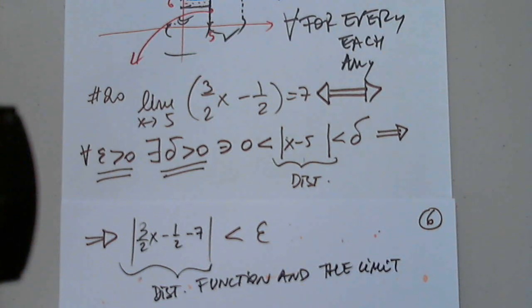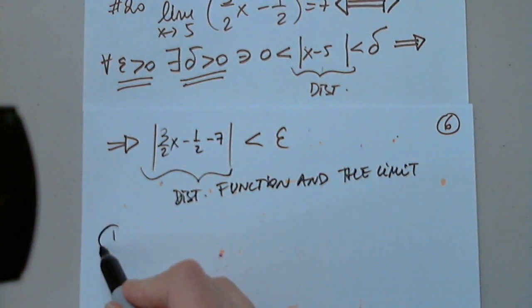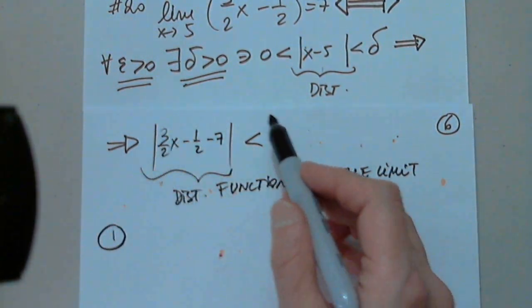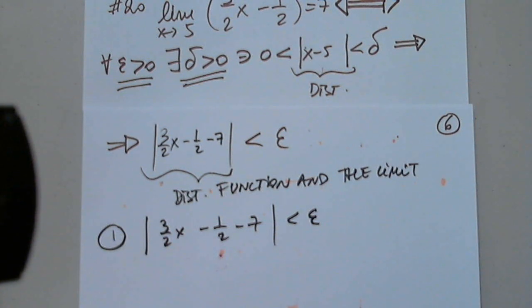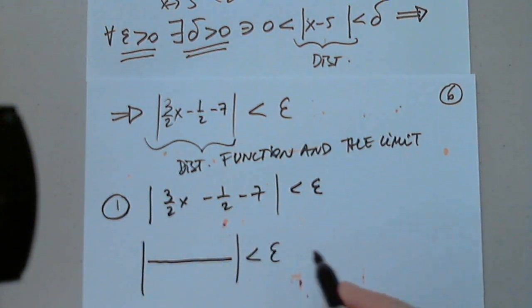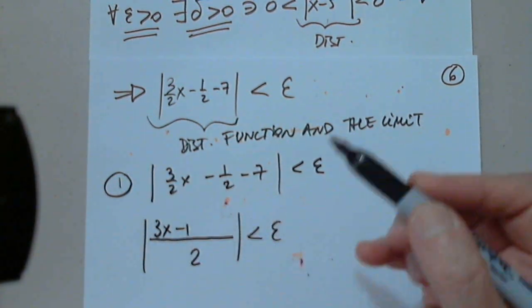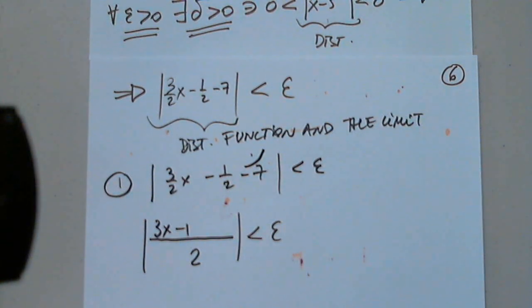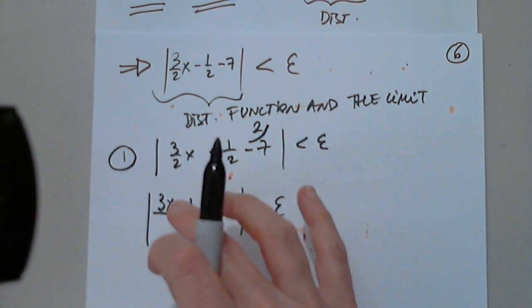Good. So now how do we show this? And there are 2 steps to it. Here's the first step. We start here. This is the starting point. The absolute value of 3 halves x minus 1 half minus 7 less than epsilon. This is our starting point. What is the least common denominator? Good. So this one doesn't need anything. This one doesn't need anything. But does this one need to be multiplied by? 2. Excellent. Awesome.